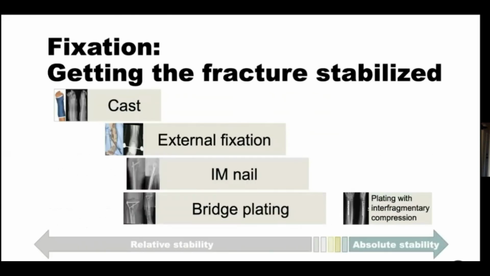And so you'll see on this chart that the different types of fixation, both internal and external fixation, impart different types of stability to the fracture sites, where cast, which is completely external to the body, has the most relative stability, so the most motion at the fracture site, followed by external fixation and certain internal fixation constructs like an intramedullary nail or a bridge plating.